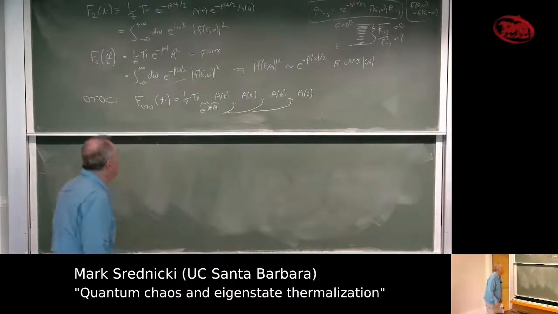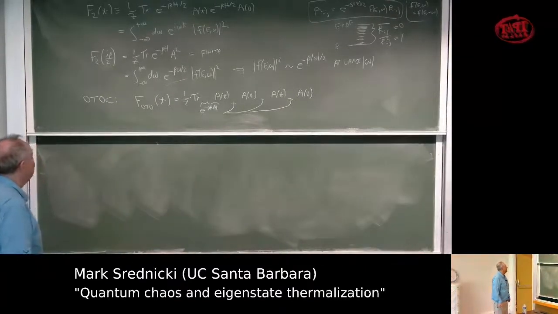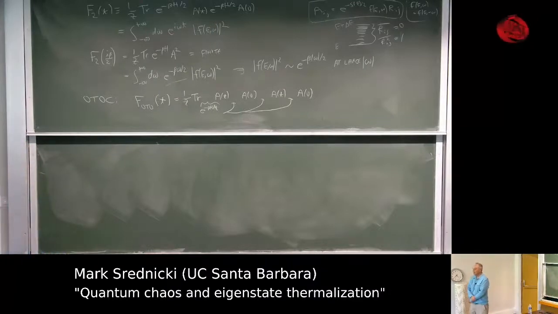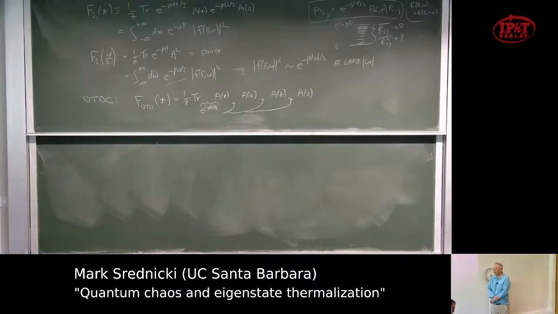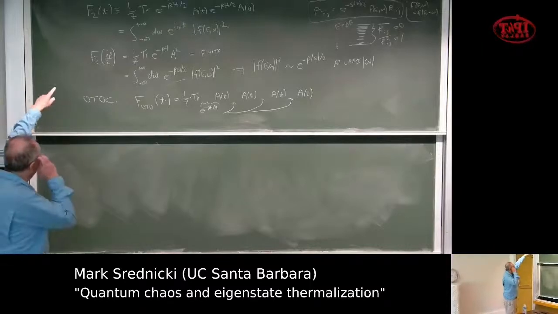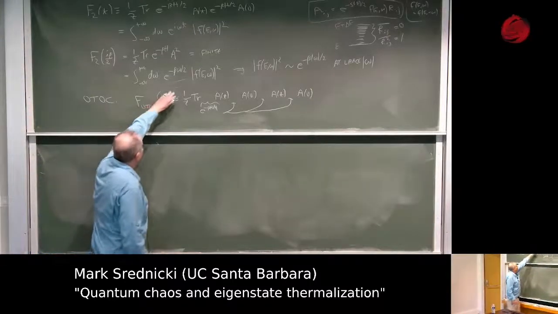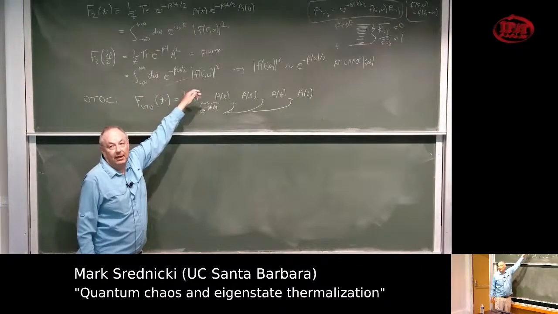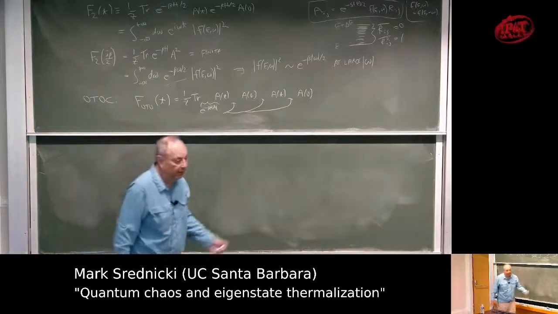Well, I didn't try to put any sort of bound on the 2-point function. Yeah, so if we put an e to the minus beta h in front, we would get extra factors like this here. Yeah, so.